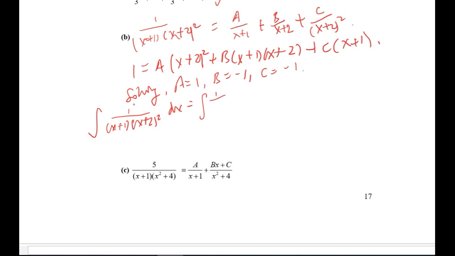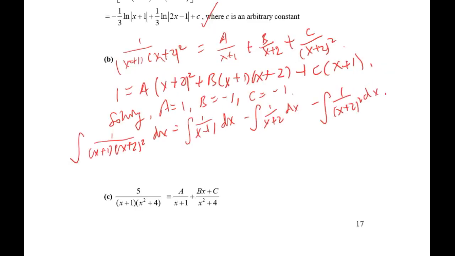Instead of integrating that monstrous thing, we're just going to integrate 1 over x plus 1 dx, minus, since b is minus 1, 1 over x plus 2 dx. Again, c is minus 1, so minus 1 over x plus 2 squared dx. I hope it's clear how to proceed from here.